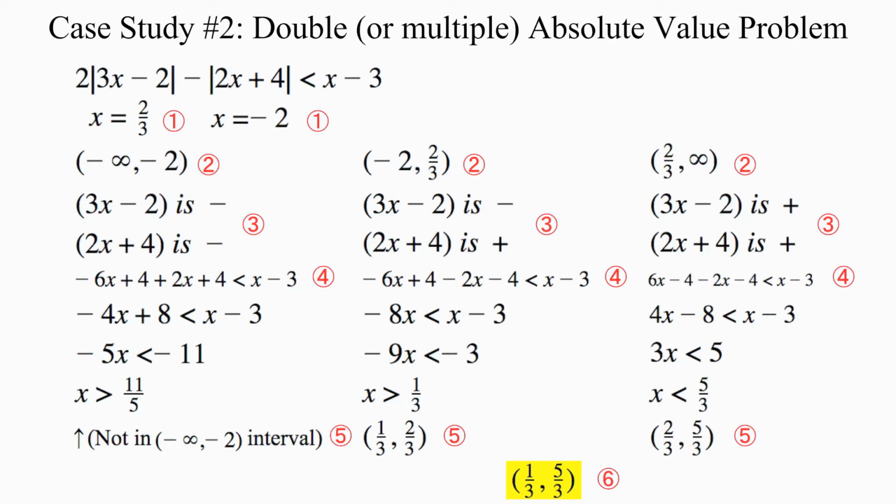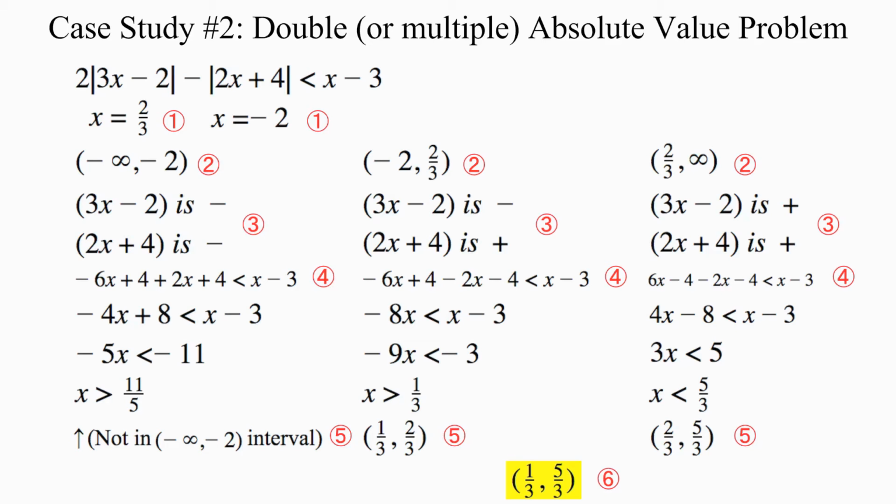So when we look at x is greater than 11/5, it does not lie within that negative infinity to negative 2 interval, so that's not one of our solutions. For x is greater than 1/3, it falls within the given interval, but only from 1/3 to 2/3. For x is less than 5/3, it falls within that 2/3 to infinity interval, but only on 2/3 to 5/3. So we have 1/3 to 2/3 and 2/3 to 5/3 as potential solutions.